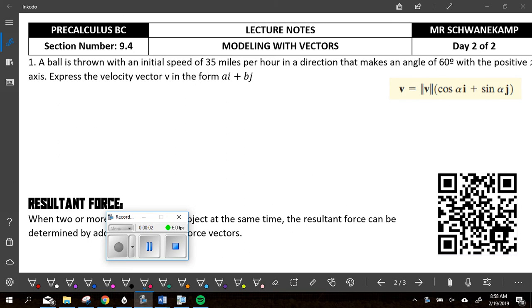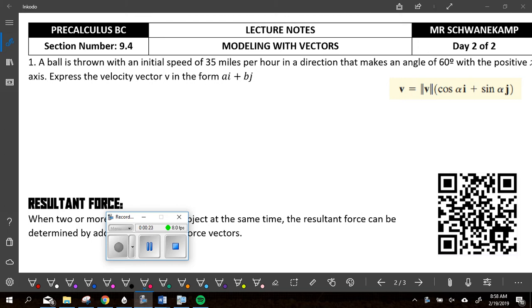Today, our goal is to model with vectors. We're going to take real-world situations, understand how they relate to vectors, and go back and forth with those two concepts. It's similar to polar in a lot of ways that we worked with before, and this form over here kind of looks like a polar complex number. We're going to deal with that a little bit.